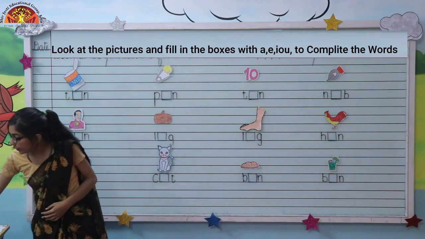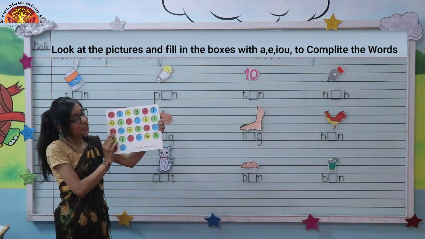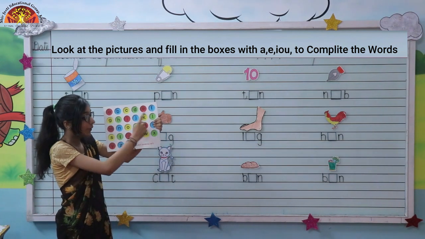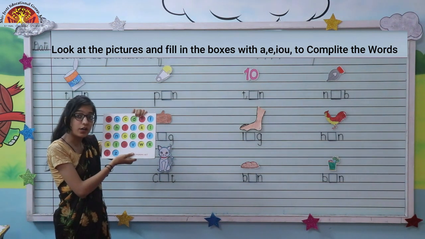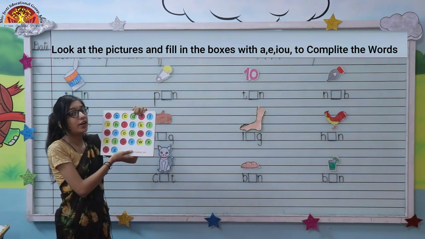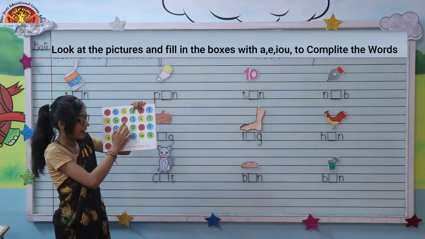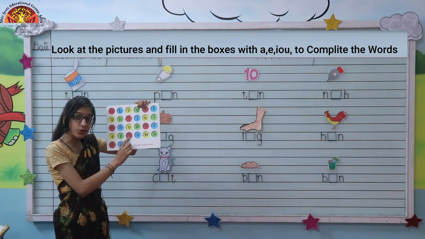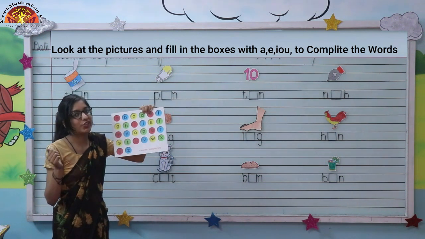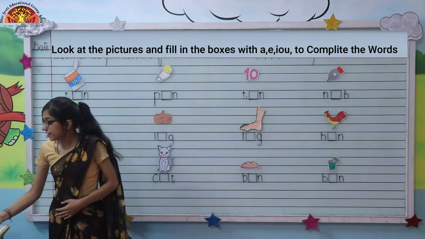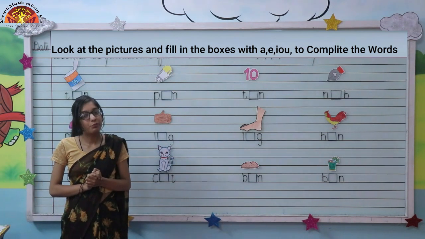So kids, as you already know, there are 26 alphabets in English. How many alphabets, kids? 26 alphabets. Out of these, 5 are vowels: A, E, I, O and U. Okay kids, these are vowels and the remaining are consonants. Now take out your pencil, everyone, and hold it properly.